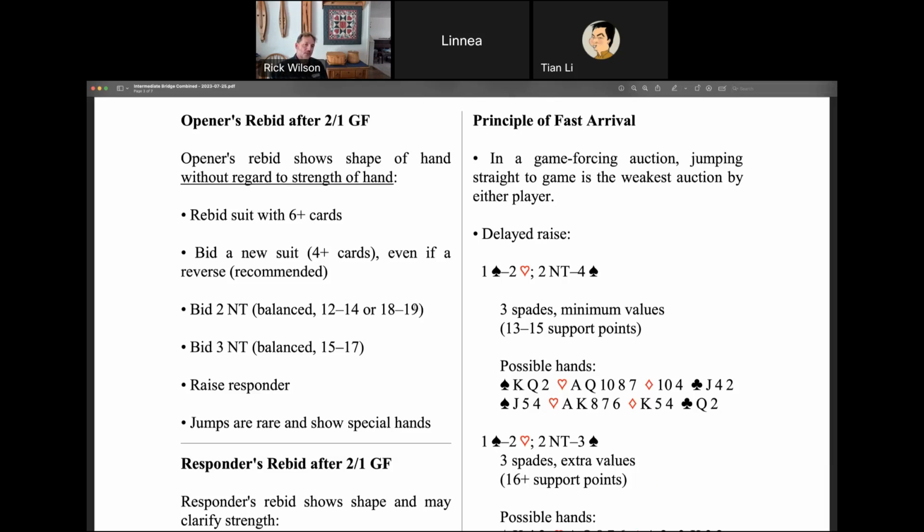Okay. And so the idea is that if you have the 12 to 14, you pass when game is reached. If you had the 18 to 19, you make some other bid, and that's going to show that you have the 18 to 19.